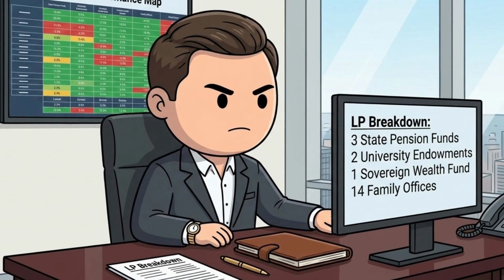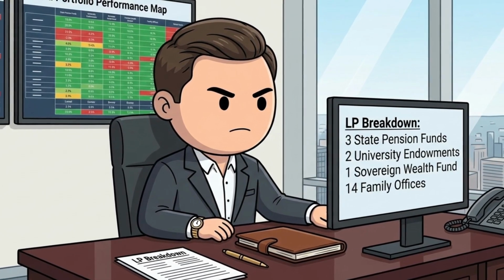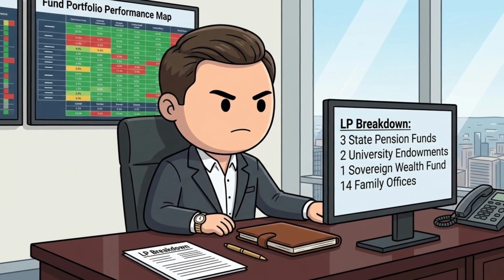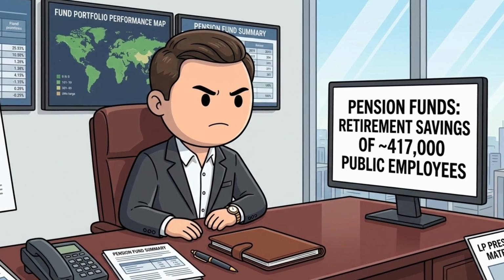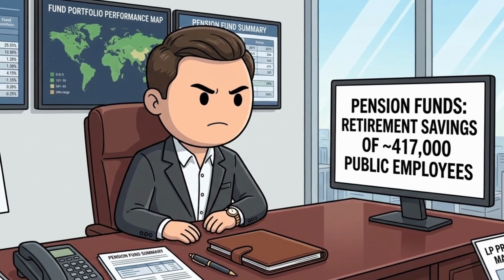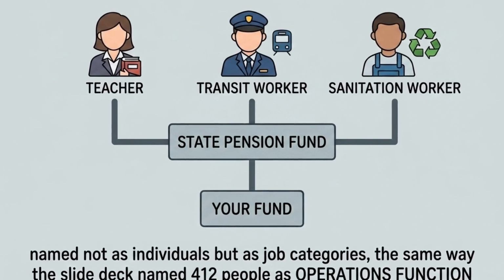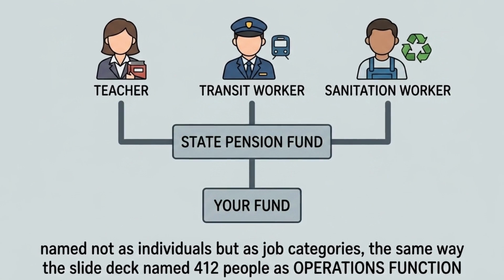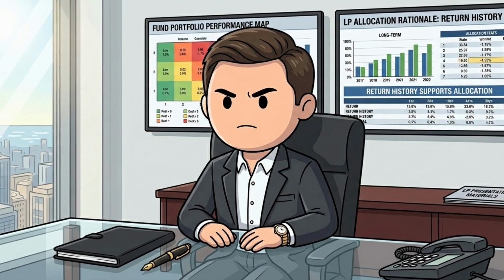Your limited partners include 3 state pension funds, 2 university endowments, 1 sovereign wealth fund, and 14 family offices and institutional funds of funds. The pension funds represent the retirement savings of approximately 417,000 public employees. Teachers, transit workers, sanitation workers. Their capital is in your fund because the fund's return history supports the allocation. The return history is real.